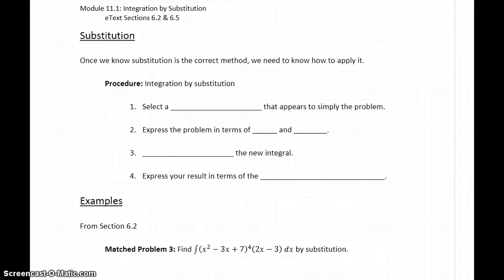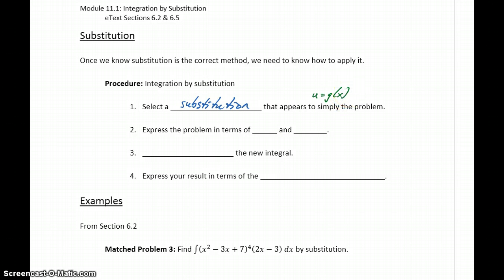If our problem fits the chain rule, we can look at identifying that interior function and making our substitution. Once we know how to make that substitution, then we need to discuss what that procedure is for coming up with our final result. So the first step is select a substitution that appears to simplify the problem. Again, typically that means identifying the interior function and then setting u equal to that function g of x.